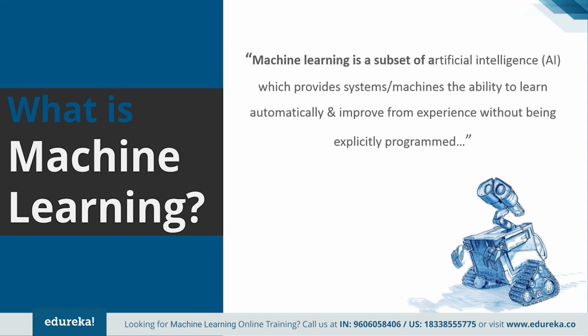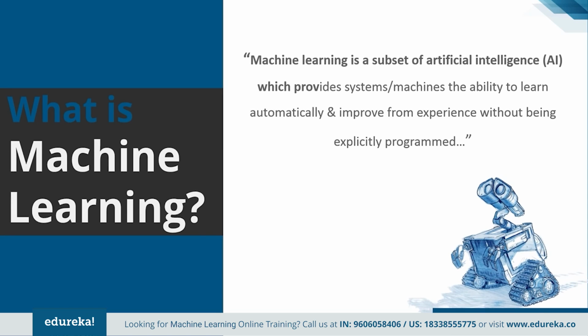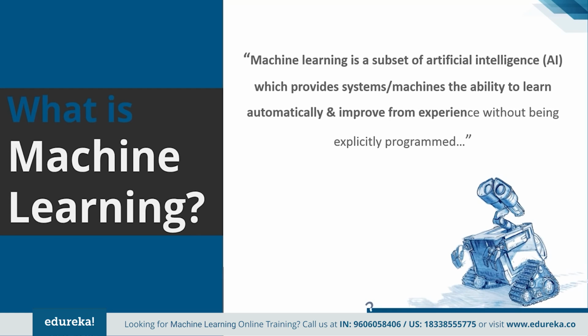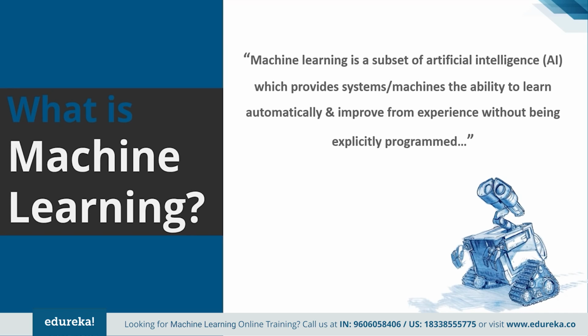Well, machine learning is a subset of artificial intelligence which provides systems or machines the ability to learn automatically and improve from experience without being explicitly programmed. Machine learning enables the computer to act and make data-driven decisions rather than being explicitly programmed to carry out a certain task. Now, these programs are designed to learn and improve over time when exposed to new data. So every one of you got what is machine learning?